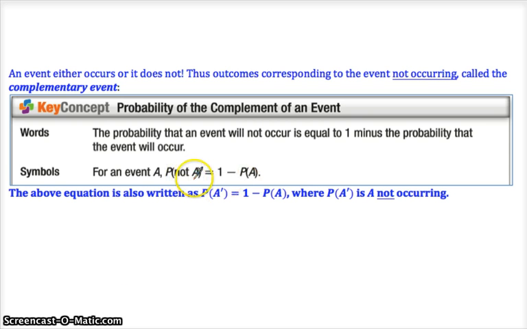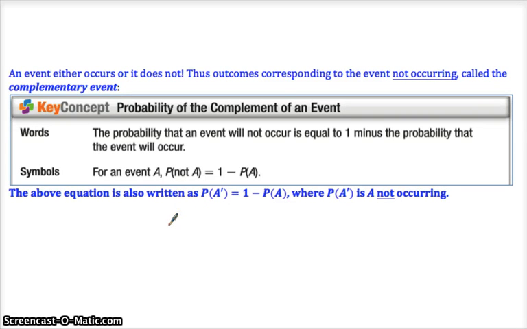The probability of A not happening is mutually exclusive to the probability that A is going to happen. It can't both happen and not happen at the same time, so they're mutually exclusive. So we should be able to add them up. It's okay to figure out that probability as adding.